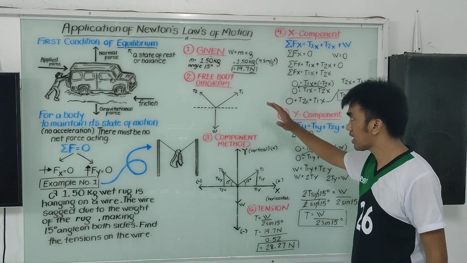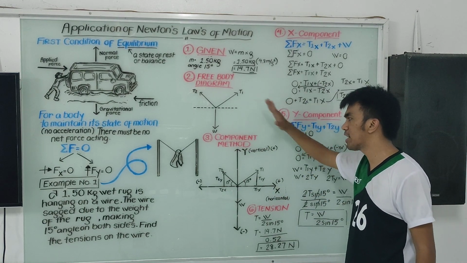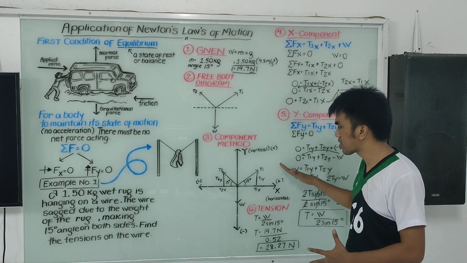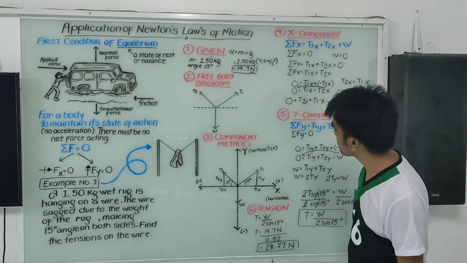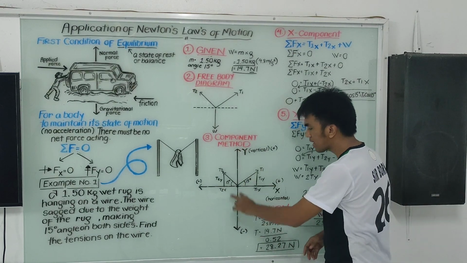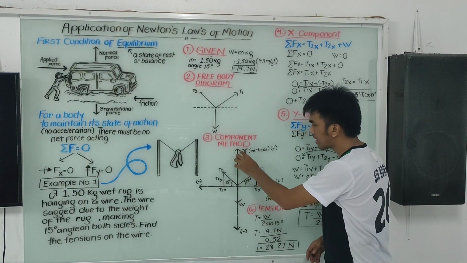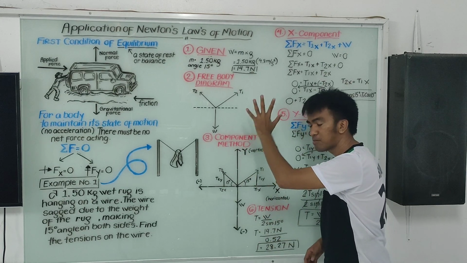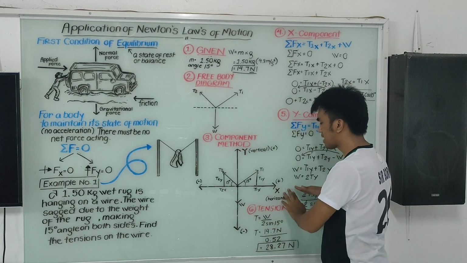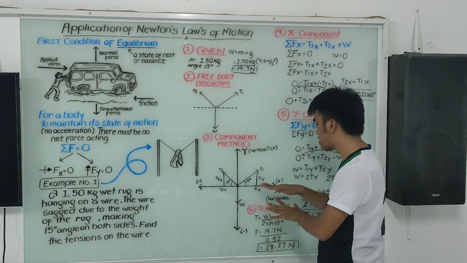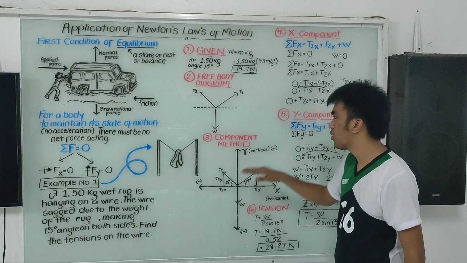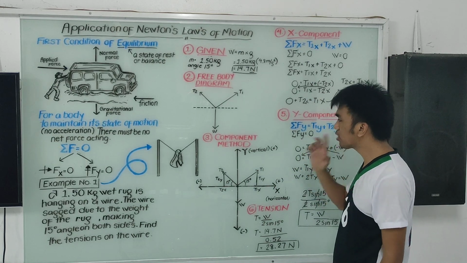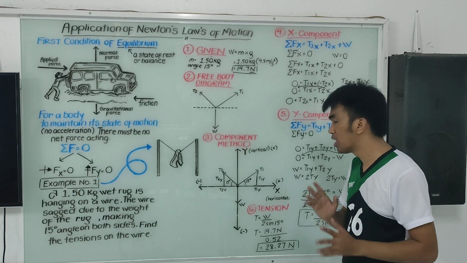And then after identifying the free body diagram, you have to plot it on our Cartesian plane. So here is our Cartesian plane. We identify all the components. This one is the y-axis, the vertical component. This is the x component, or the horizontal component. What is the use of the component method? We need to identify all the x and y components.